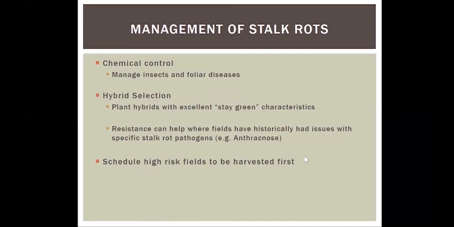I mentioned hybrid selection already with the stay green, but again, something that has good resistance to specific stalk rots can be helpful. Also, something that has good resistance to foliar diseases of impact or importance to you in your region, your field, will be helpful for you. It can minimize the need for a fungicide, can give you a little comfort in knowing that you have less risk, okay? But the big thing is you schedule your fields that have 10 to 15% or more stalks lodging at that R5 stage or so.